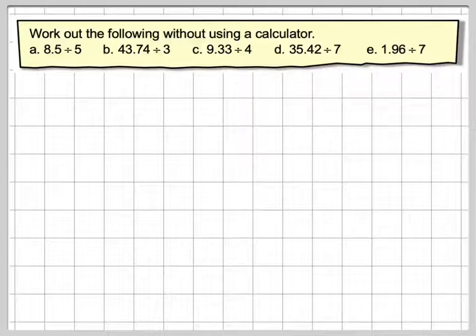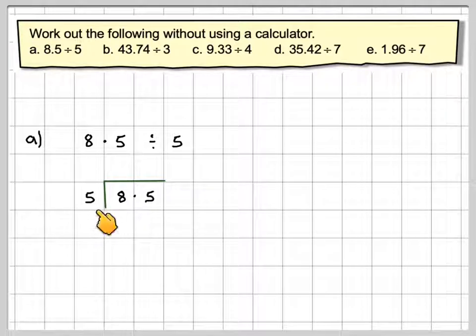In this video, we're going to look at dividing decimals by a whole number. So we've got 8.5 divided by 5. We've got some other examples which we'll read out as we do them. So we've got 8.5 divided by 5.